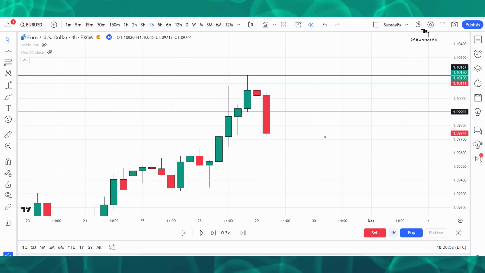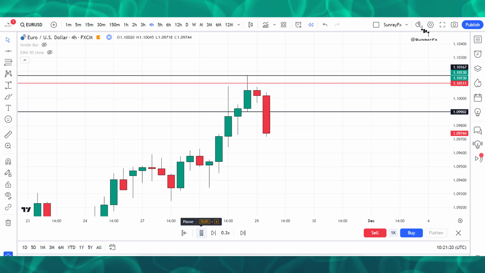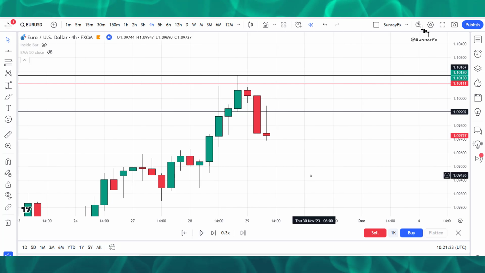So I want something to show me that the market really wants to go down, and this inside bar is showing me that. But this inside bar is just a signal. I need confirmation from my inside bar, and the confirmation is when the market closes below. Okay, now let's go. Okay, now the market closed below.